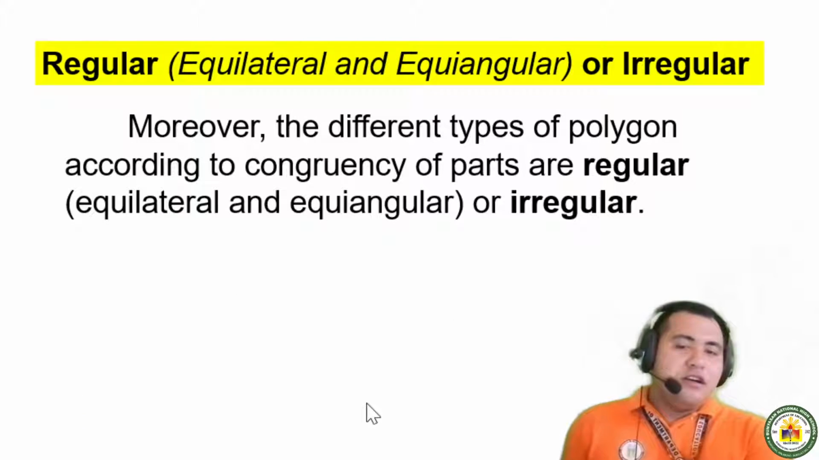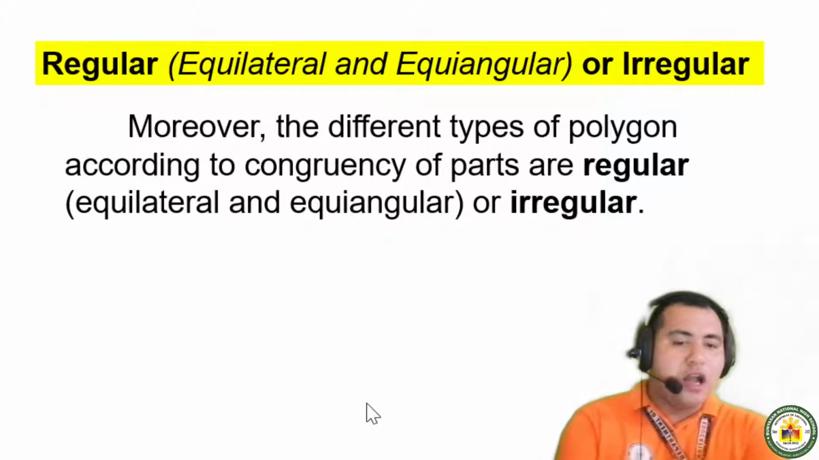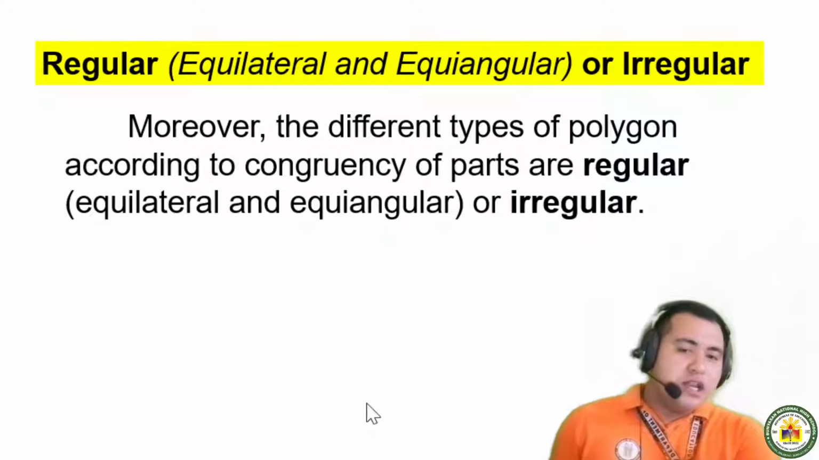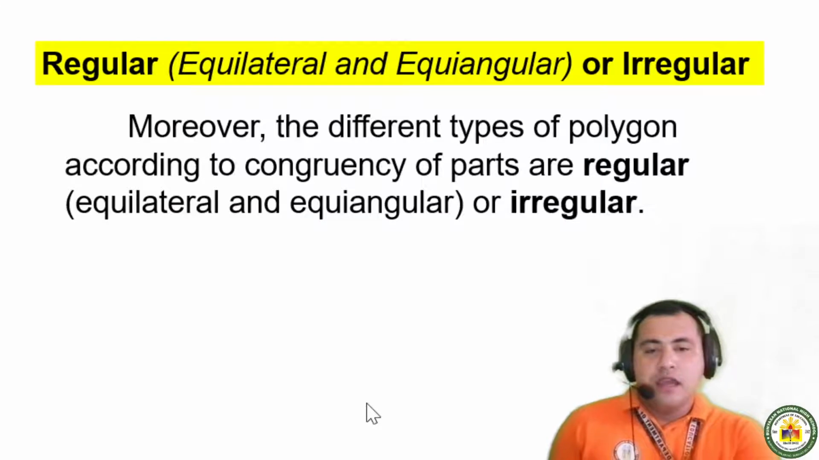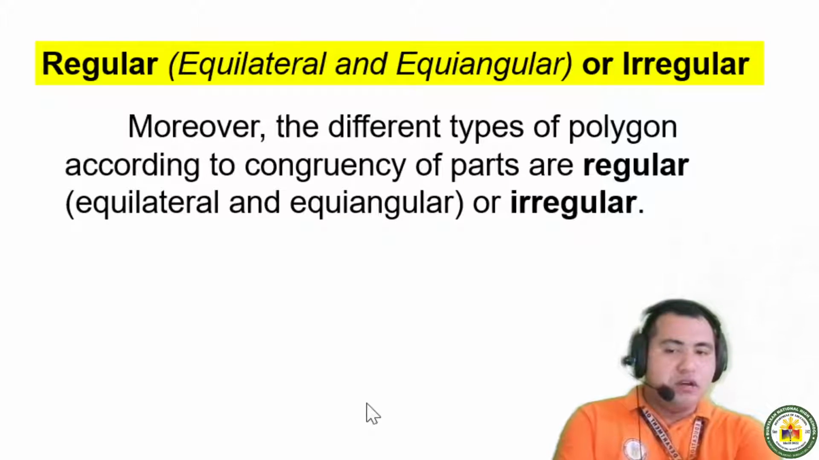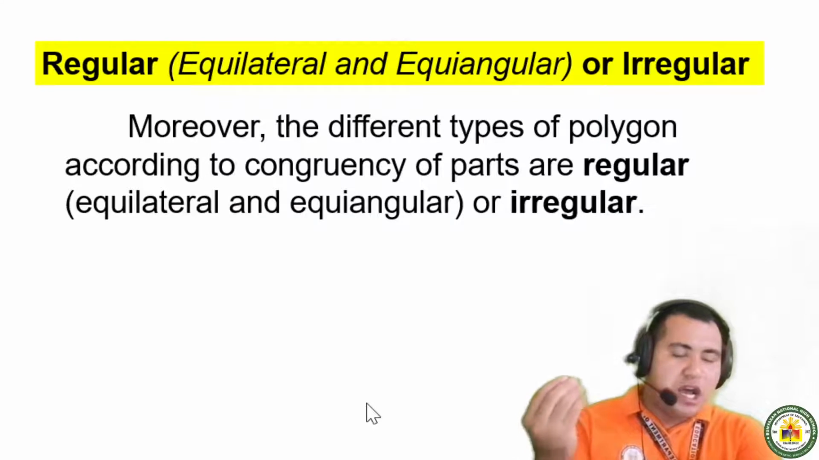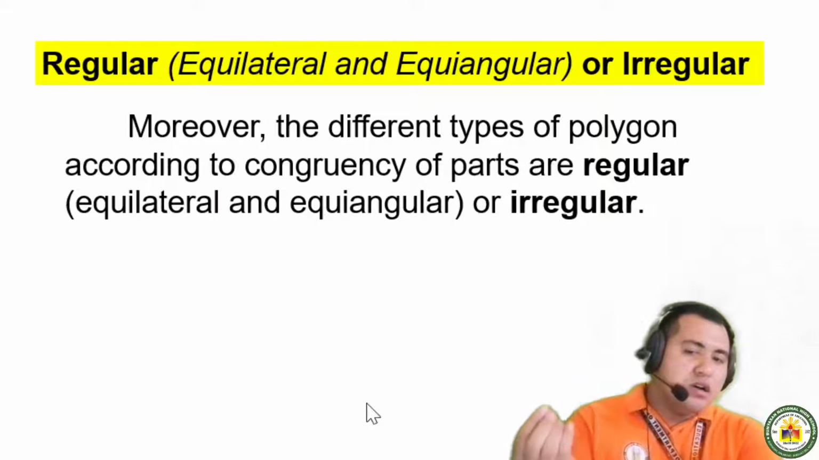Okay. Regular or irregular. Unsaon pag-determine kung ang polygon regular polygon or irregular polygon, o ang kalainan nila duha. Now, moreover, the different types of polygon according to the congruency of parts. So, magdepende siya sa congruency of parts. Pasabot, kung pila ka parts sa atong polygon ang congruent, parehas og sukod. So, it can be classified as regular or irregular.